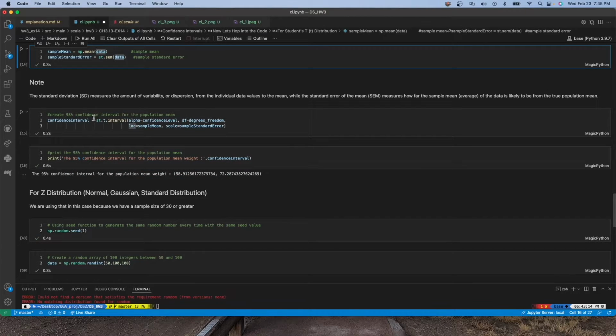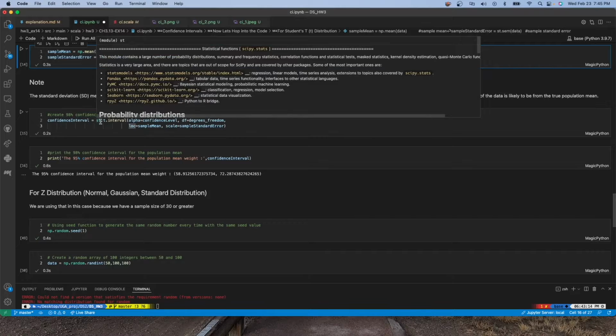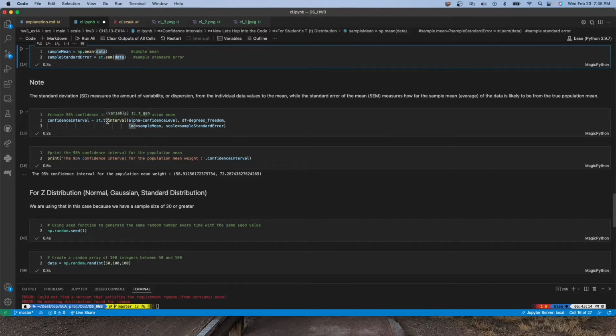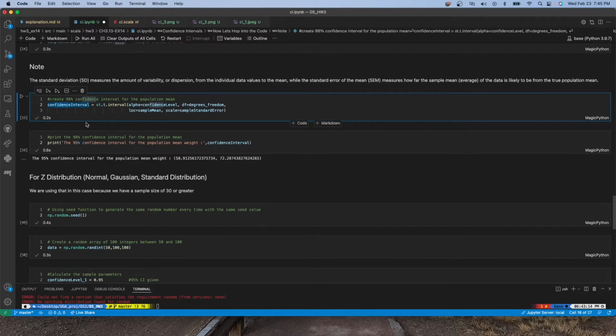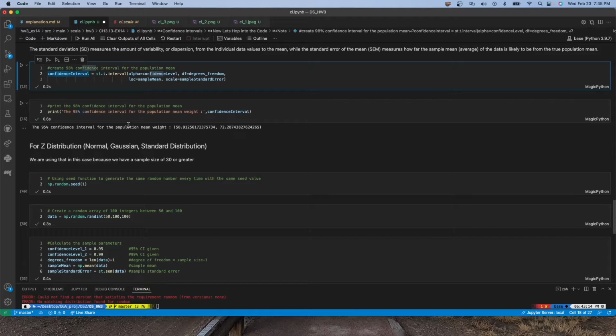Yeah, so we plug it into this function that SciPy has called t interval, and we give it the confidence level that we want, the degrees of freedom, the sample mean, and the sample standard error, and it will spit us out the confidence interval. So that's pretty cool. And there we go, print out this confidence interval.